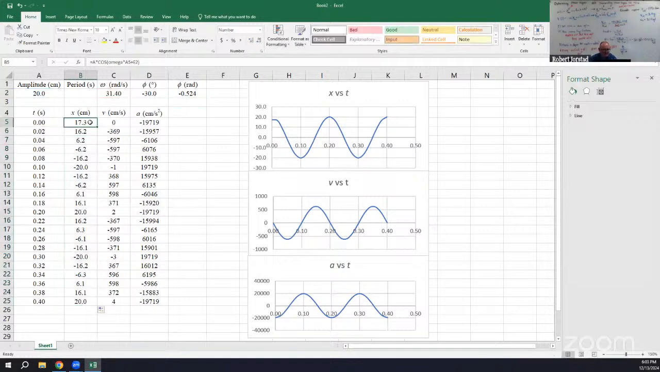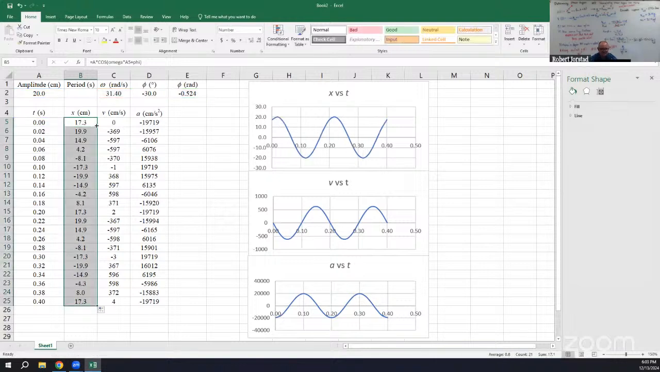So I need to do one of two things. I either need to put in dollar signs, which I can do using F4, and that makes it a constant. Or I could go up here and change the name box to phi. I kind of like that way better. And so let's see what this function looks like. Now it kind of makes sense to me. A cosine, I guess I could have called it X max, whatever.